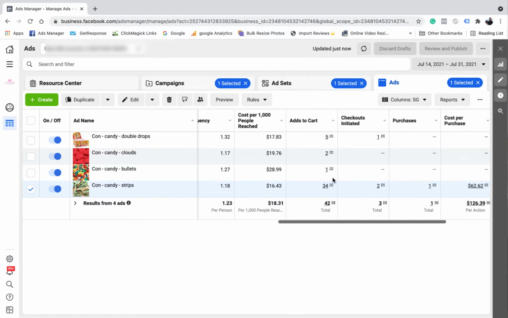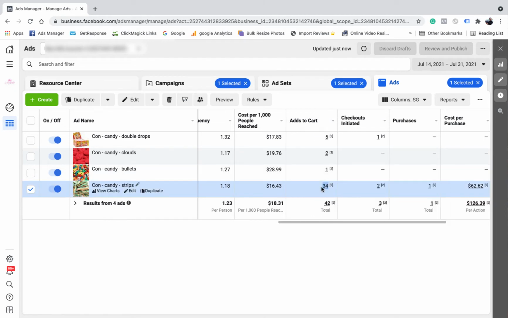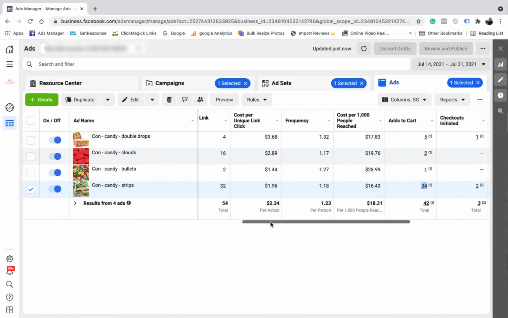And then we look at this, and it had 34 add to carts and only 2 initiate checkouts. I would say that's one or two people who have added something to cart 4 or 5 times. They've gone back and forth, back and forth. You wouldn't get that many add to carts and only 2 initiate checkouts otherwise. That's probably what that is, but still it gives us a good indication. We had more add to carts, and we had 2 initiate checkouts and 1 sale for the strips.